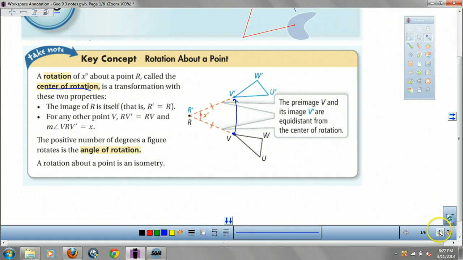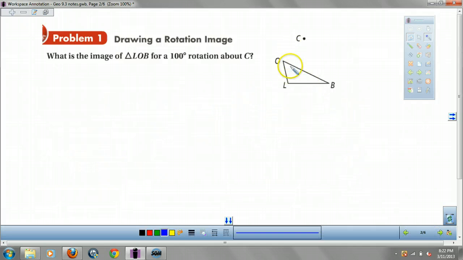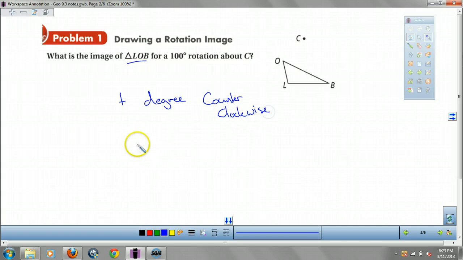Anything too scary? Let's take a look at one. Let's say we want to rotate a lob of 100 degrees about C. Now guys, positive degree is counterclockwise. Negative degree is clockwise. Okay? So here's how you do it.